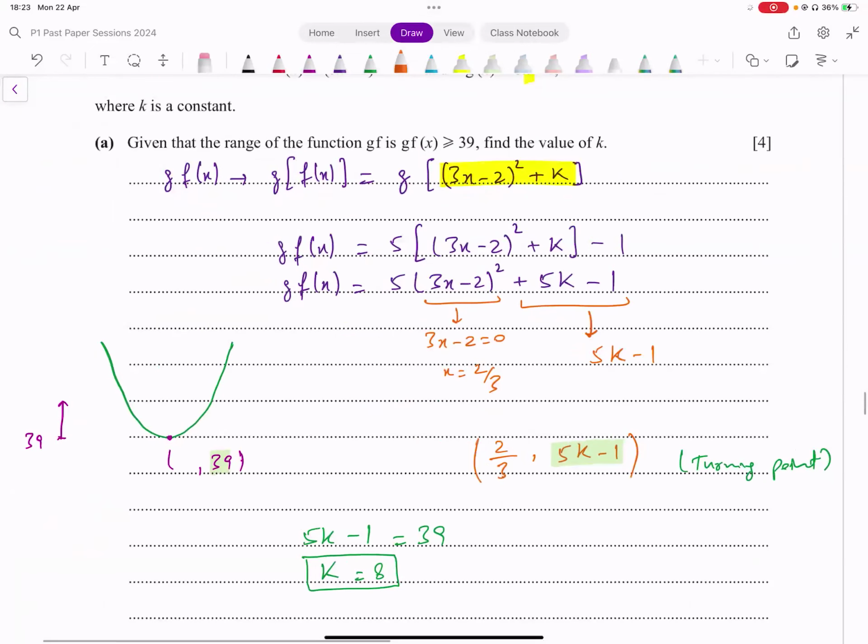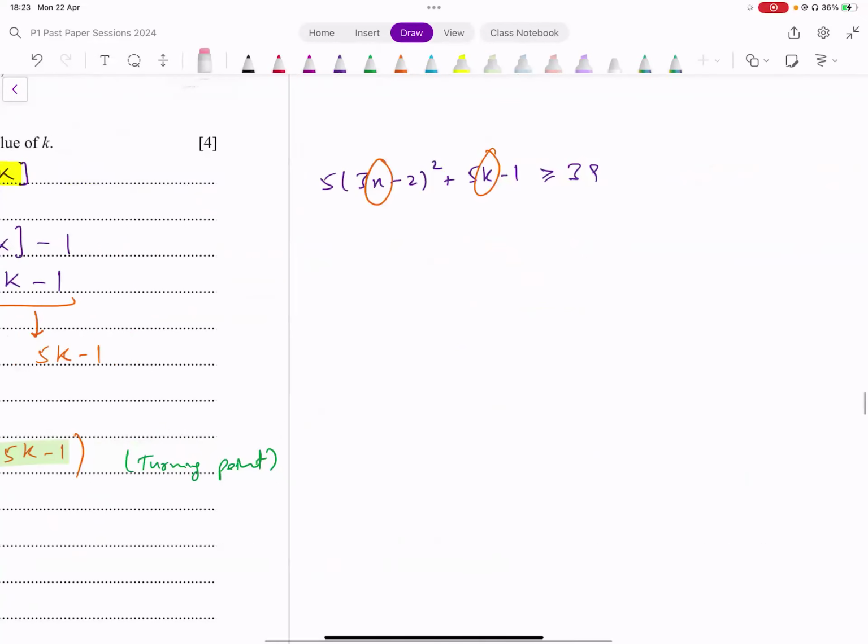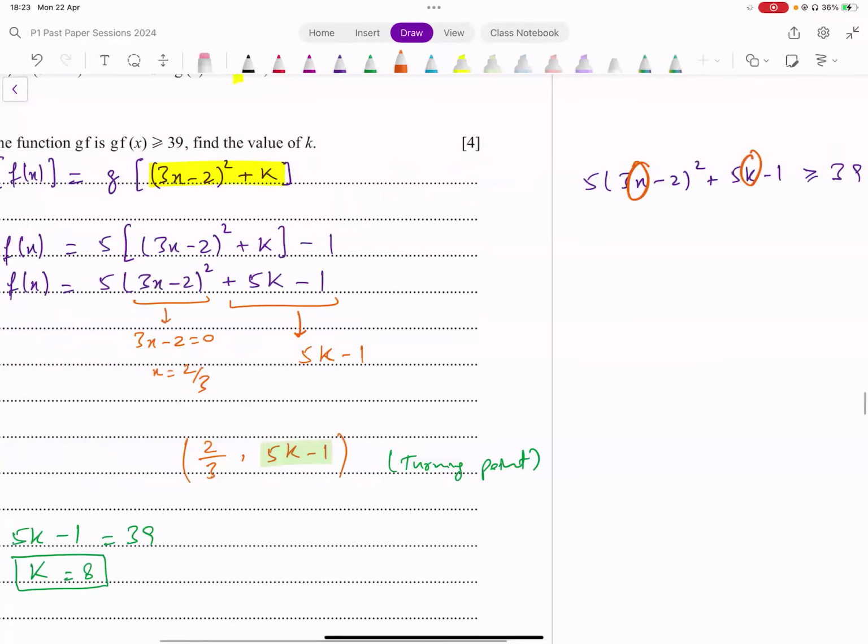The range of the function being greater than or equal to 39 means that the y coordinate of the minimum point of this function has to be 39. So you have to basically relate it to the turning point. Otherwise, if you try and solve this as an inequality like this, we have two unknowns. How would you solve that? That would be a problem, right? If it was only one unknown, we could try solving that inequality, but in this case, we can't do that. All right, that was the first part.